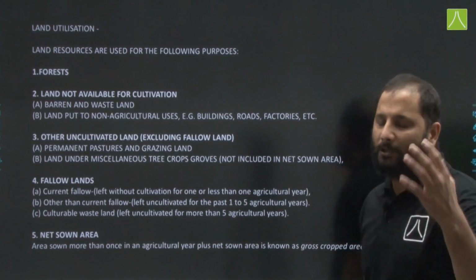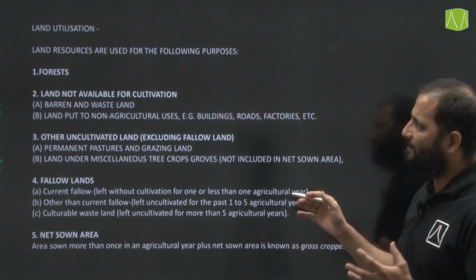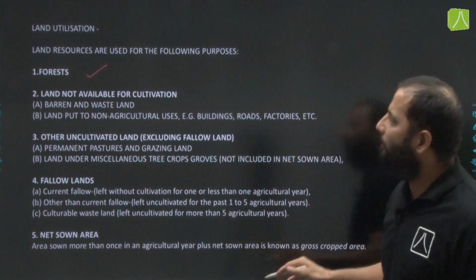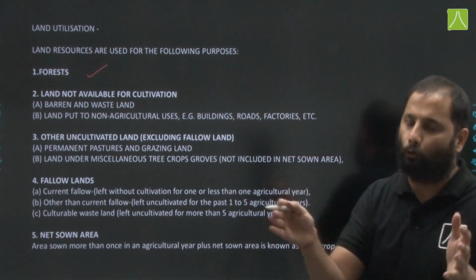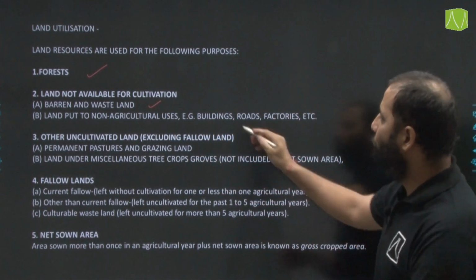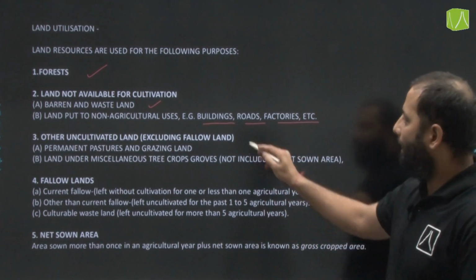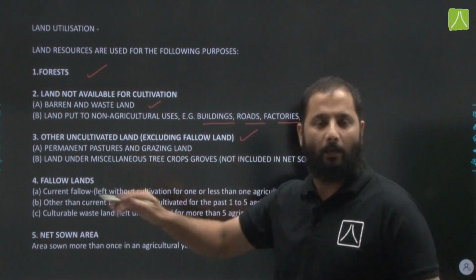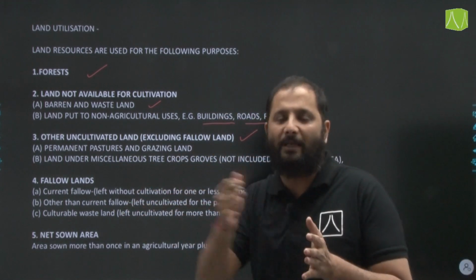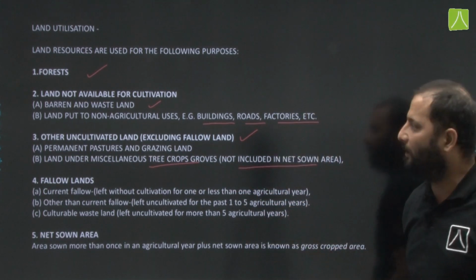Now, land utilization, how is this land being utilized? Land resources are used for the following purposes. First is forest, which is under the forest category. Then land which is not available for cultivation, again classified into two aspects: barren and wasteland, and the land which is put to non-agriculture uses such as buildings, roads, factories, etc. Then other uncultivated land excluding the fallow land, that is permanent pastures or grazing grounds, and land under miscellaneous tree crop groves, which is again not included in the net sown area of the country.